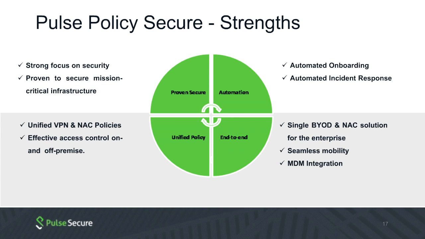Policy Secure has a number of strengths that allow us to address the challenges that we see in today's enterprise. Automated onboarding and automated incident response reduce the load on security administrators, help desk, and network operators by enabling them to focus on exceptions and critical details rather than the day-to-day task of provisioning a device or quarantining a noncompliant device and allowing it to remediate itself. We have a single solution that applies to both corporate and personal devices, and it gives seamless mobility with back-end integration to MobileIron and AirWatch for MDM visibility.